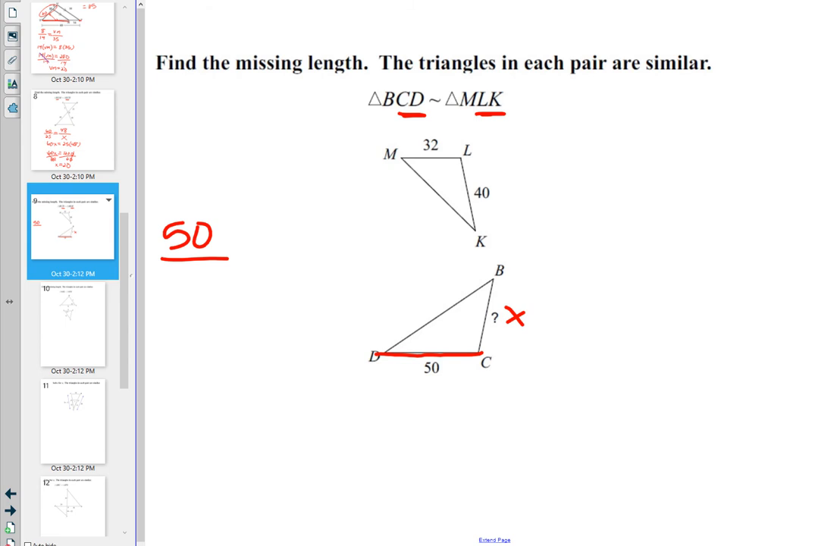Oh, see, look at that. You would have made the mistake, because look at the similarity statement. CD are the last 2, so the last 2 are LK. LK is 40. Case in point.